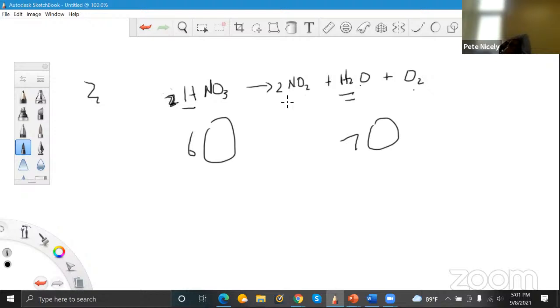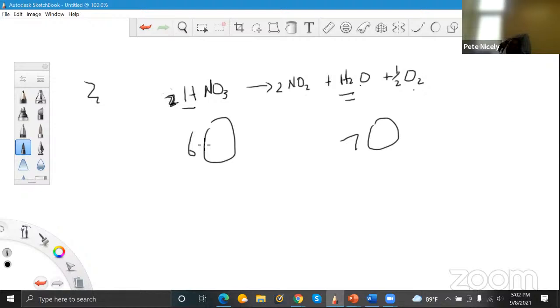Well, we have 6 oxygens on the left, and we have 7 oxygens on the right. So how would you balance the oxygens? Okay, let me give you a little help. What I would do is put a half right here.